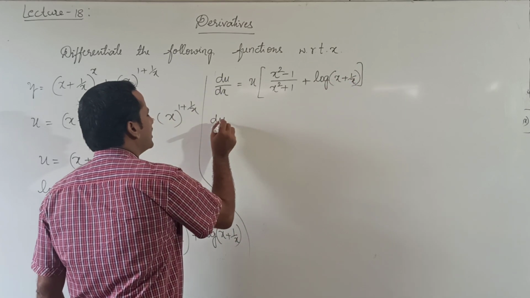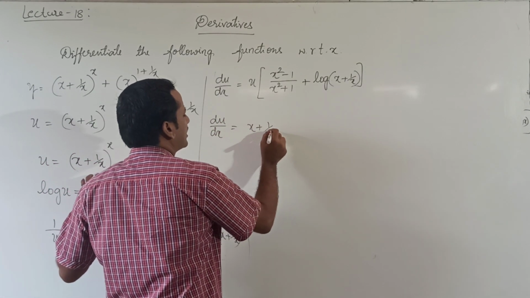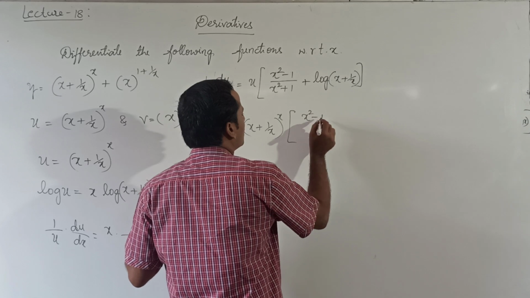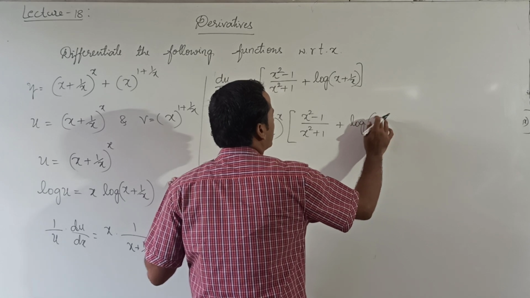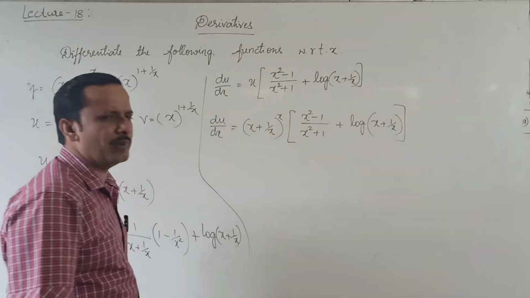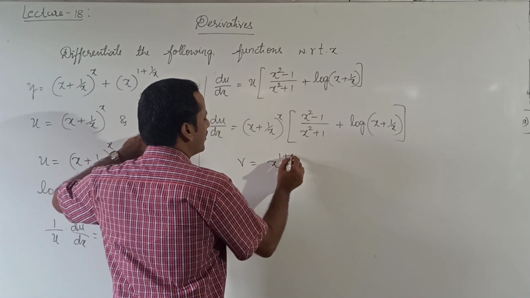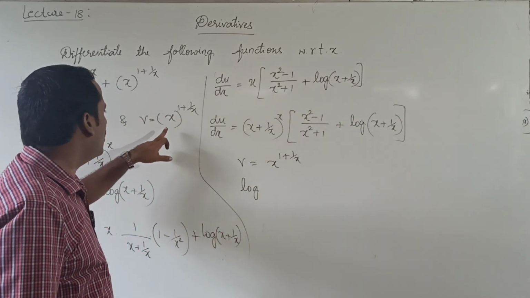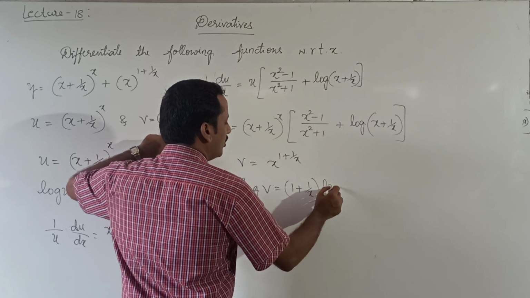So du by dx is equal to u into, what is u? x plus 1 by x. (x plus 1 by x) whole power x into (x square minus 1 divided by x square plus 1 plus log (x plus 1 by x)). This is du by dx. Now dv by dx, v is equal to x to the power 1 plus 1 by x, taking log, log v is equal to (1 plus 1 by x) into log x.